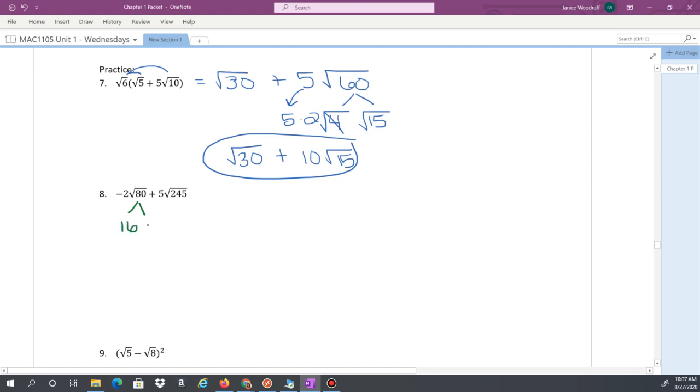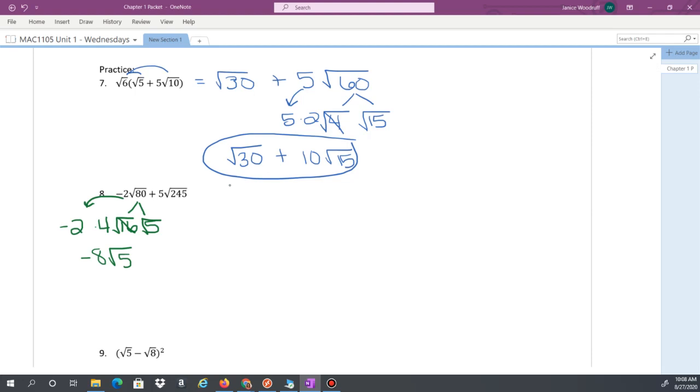So 16 times 5. And then I'm going to put my radicals. Then I'm going to take the square root of the perfect square. So the square root of 16 is 4. Bring down the number in front. That's a -2. So -2 times 4 will give us a -8 radical 5. Okay, then I'm going to take care of the 245. So let's see, 245, I'm going to start with maybe 121. So 245 divided by 121 does not work.